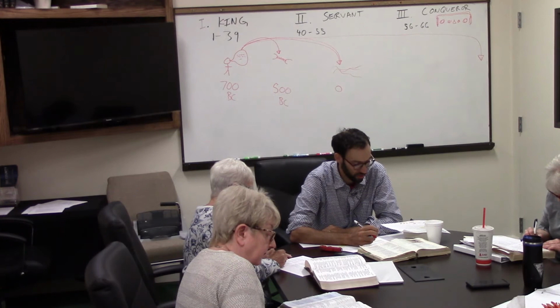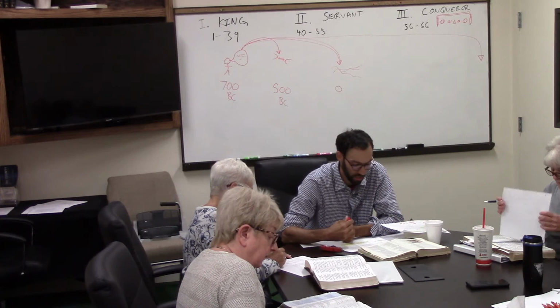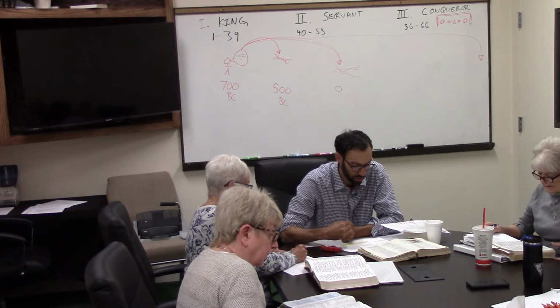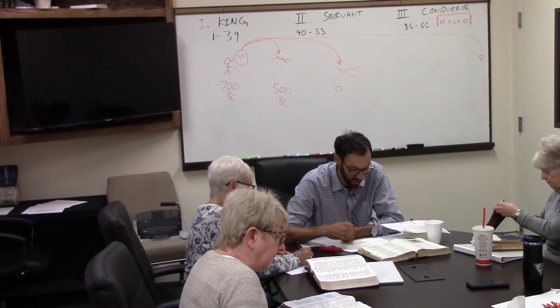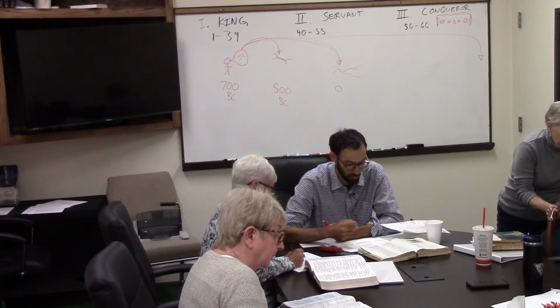Okay, very quickly, Isaiah 42. When we talked about the servant last week, here is my servant, so that was the king. Here is my servant whom I uphold, my chosen one in whom I delight. I will put my Spirit on him, and he will bring justice to the nations. What does he not do? He doesn't shout or cry out. He doesn't raise his voice in the streets.